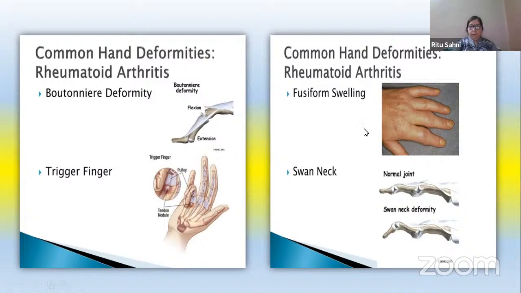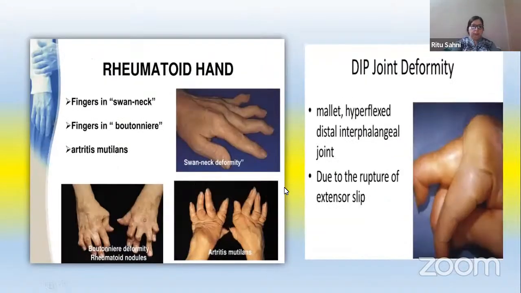And this is the fusiform swelling because of the rheumatoid arthritis, the swelling in the hand. And this is the swan neck. So there is also the proximal phalanges hyperextension and flexion, just like the shape of the swan, that bird. So the swan neck deformity is the name for this kind of position. And this is because of the rheumatoid arthritis, fingers in the swan neck. This is flexion, this is hyperextension, fingers in rheumatoid arthritis.